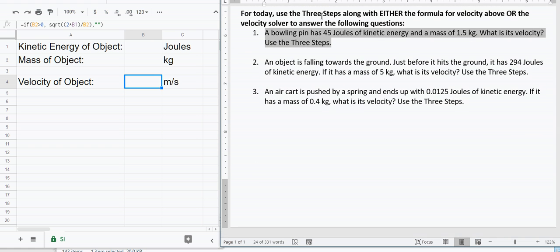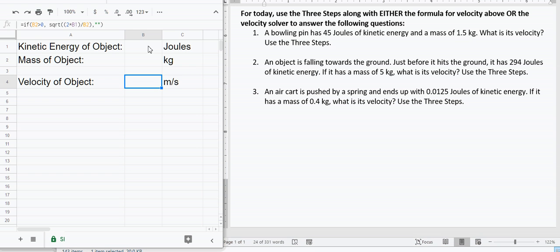So we can take these numbers, 45 joules and 1.5 kilograms, and put them into the solver, and then it just tells us what the answer is. It's 7.7 and then a bunch of numbers. You don't really need to write down all of these numbers. You could just do 7.7 or 7.75 meters per second, and that would be step 3 in the 3 steps.